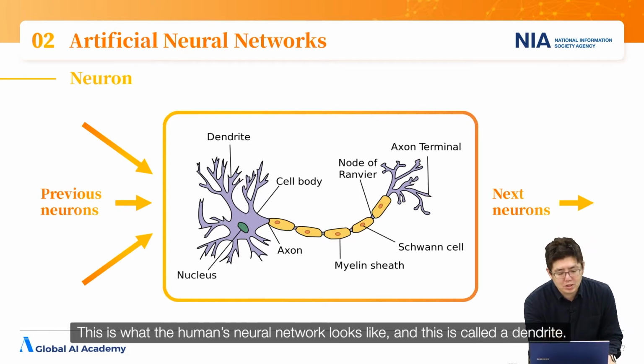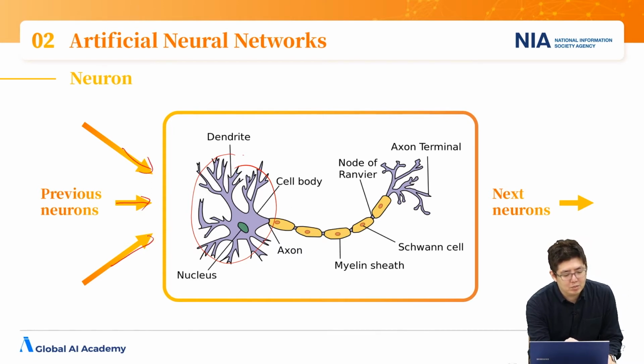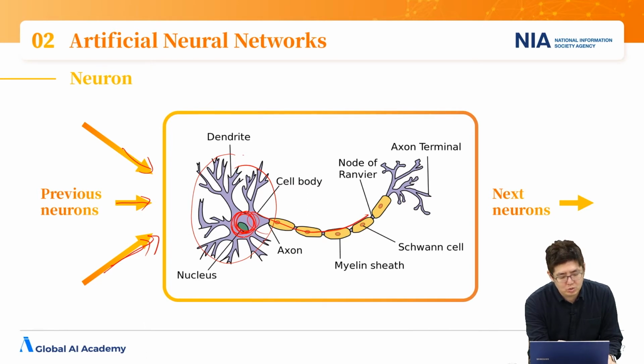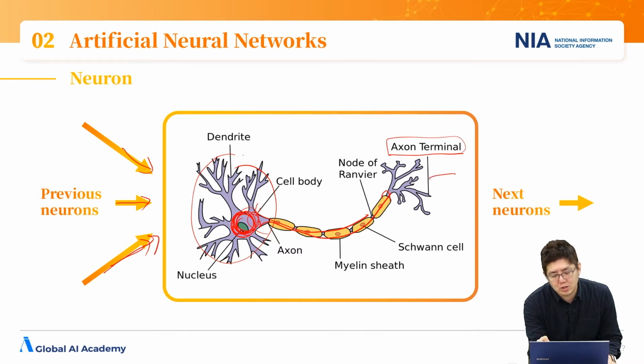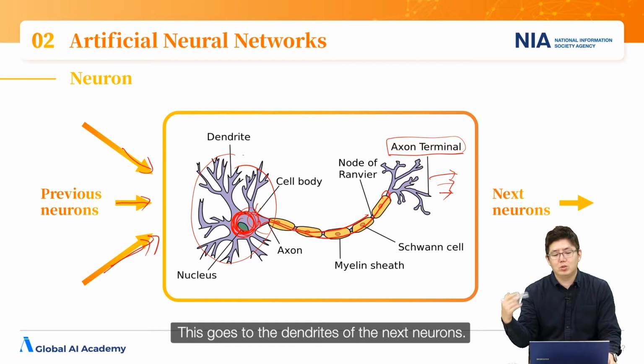This is what the human neural network looks like, and this is called a dendrite. Dendrites receive signals from other neurons. The received signals are accumulated in the dendrites, and neurotransmitters are released through axon terminals back here under certain conditions. This goes to the dendrites of the next neurons.